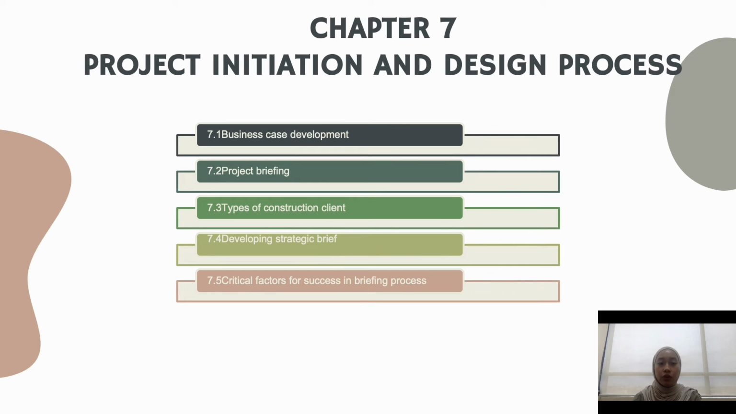Next is chapter 4, project initiation and design process. In this chapter, students can learn about certain significant subtopics such as business case development, project briefing, types of construction client, developing and strategic brief, critical factor for success in briefing process. The student can find out about the project briefing, that is the requirement from the basic that the client states the needs to the designer.